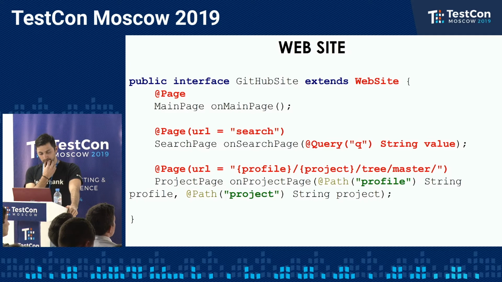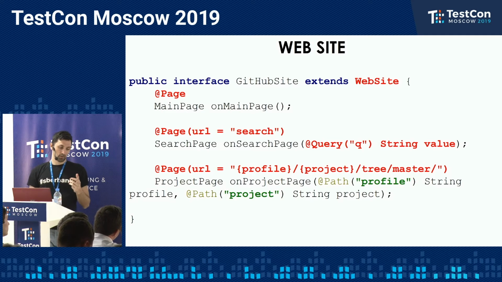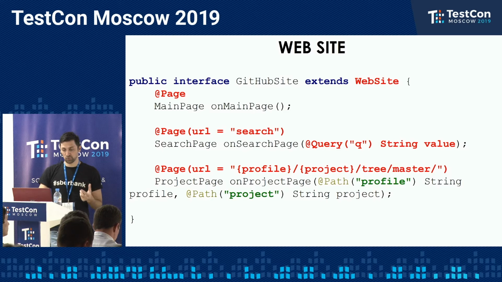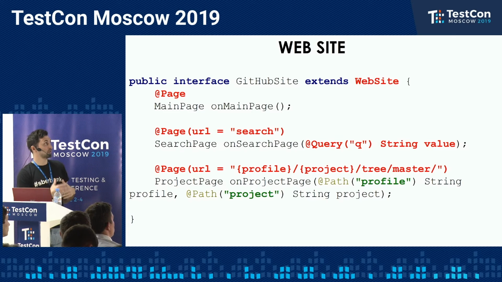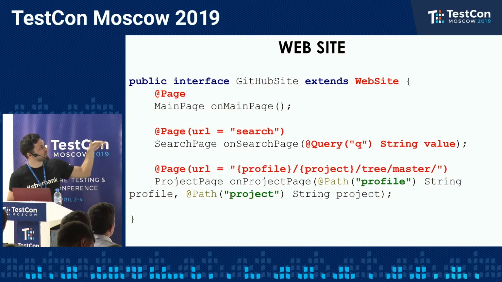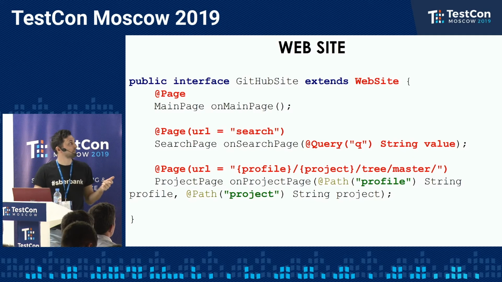And one more feature of this code is that you can actually describe all your pages in one place in the code. So your site can have thousands of pages. You describe them all in one place as a site entity. So first we have pages. Second, we have some search page, taking query parameters.